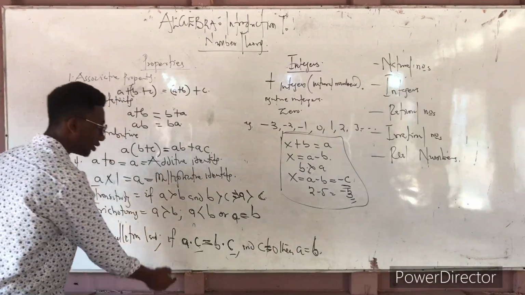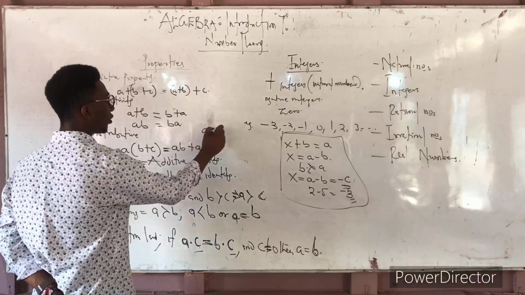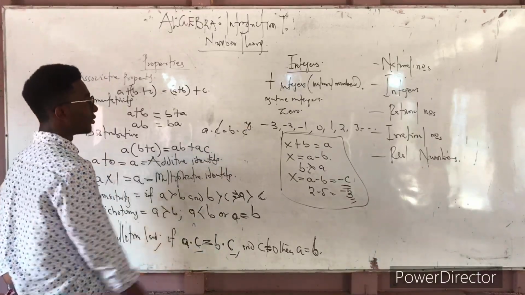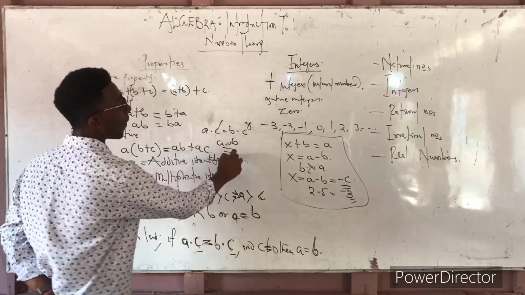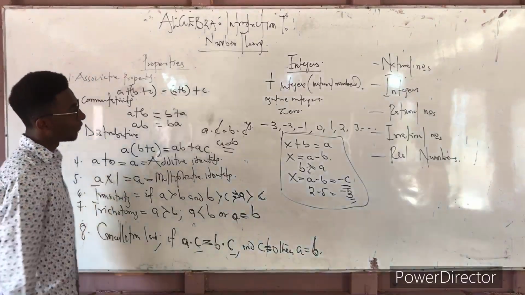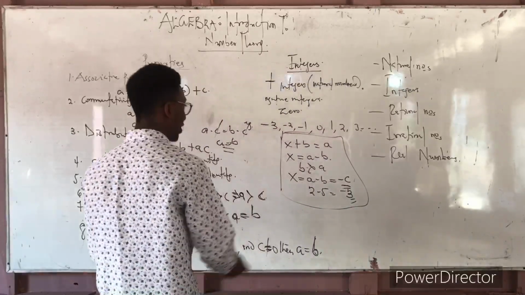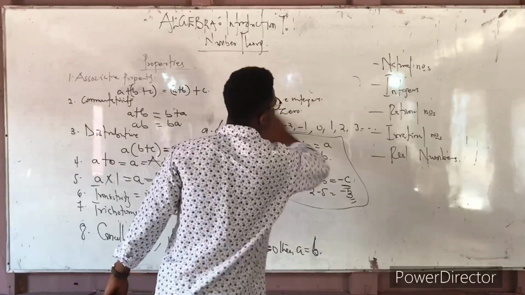So what you can do simply is that if A dot C is equal to B dot C, you can simply cancel the C out, and you get A is equal to what? Is equal to B. Okay. Now let's move to rational numbers.